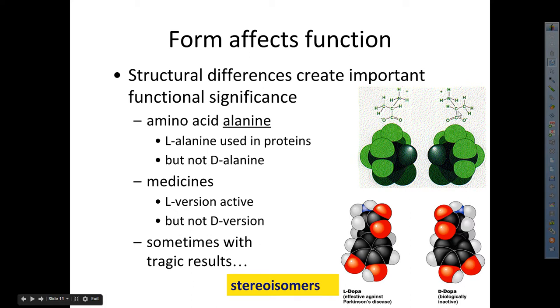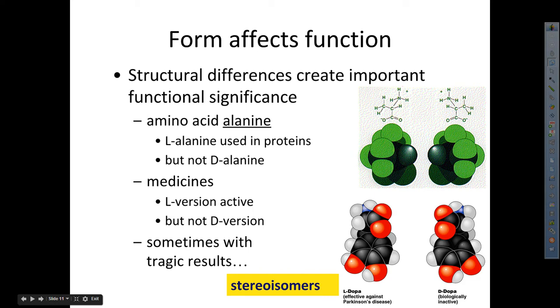However, the D-alanine, or the D-Dopa, is non-reactive. And so if a person gets medicine that's primarily consisting of the D-Dopa, it is not going to be as effective as the same dosage of the L-Dopa. And so pharmaceutical companies have to be very careful about purifying their medications, making sure that as much active ingredient is present and has very little contamination with an inactive form.